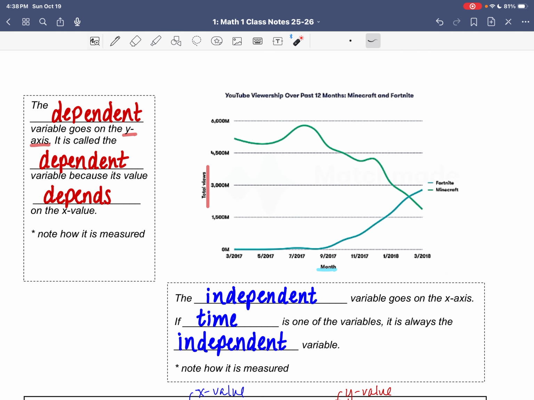And then now we're going to talk about some more vocabulary. So for this one, the dependent variable goes on the y-axis, and it's called the dependent variable because its value depends on the x value. So just be careful how it's measured. So this is your dependent, and then your independent goes on the x-axis, so this is the x-axis. If time is one of the variables, it's always the independent variable. And then again, just watch how you're counting by it.